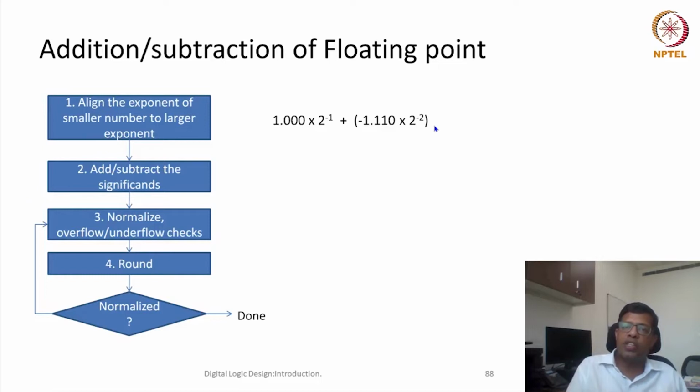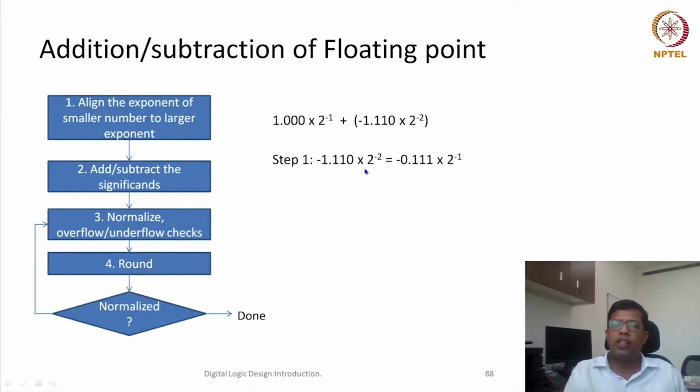So I need to shift this number by 1 bit. In step 1, I have to make the power of this number 2 to the power minus 1, so that means I need to multiply. In a very general case, if the difference of the exponent bits of the larger number and the smaller number is n, then I will shift the significand n bits in the right direction.